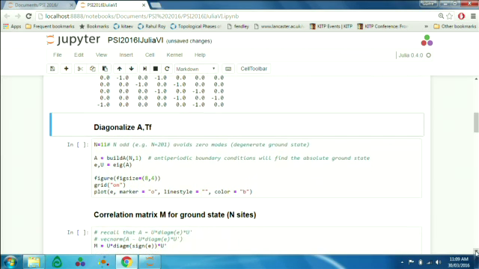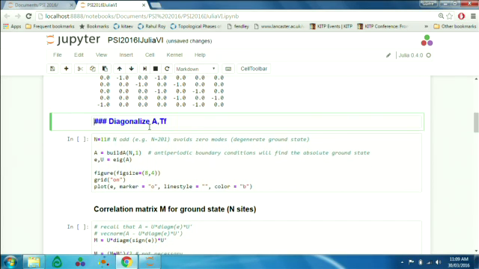And what we want to do is we want to diagonalize A. And actually, we can forget about the translation operator. It's not important for this.